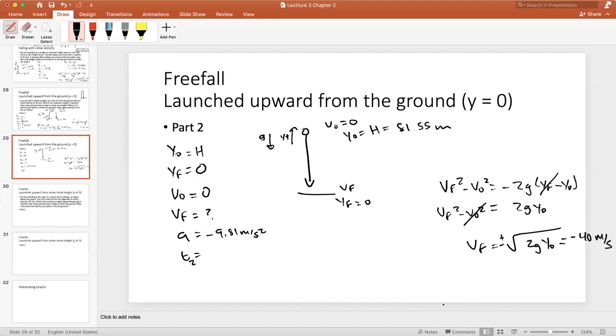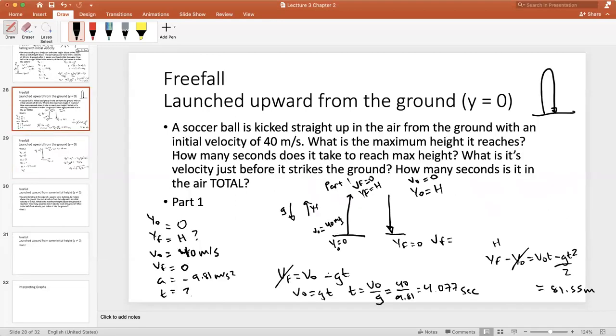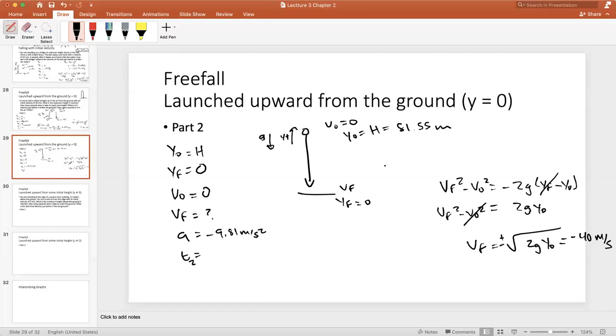Now notice something. This is super important. When it was initially launched and left the ground, it was doing 40 meters per second. When it hits the ground, it's going to be doing 40 meters per second, negative. But the magnitude of its velocity is still going to be 40. Why? Because it's subject to constant acceleration. It goes up, and the time it takes to go up is the time it takes to slow down from 40 to 0. And then it takes the same amount of time, or distance, to speed up to 40 meters per second on the way down.